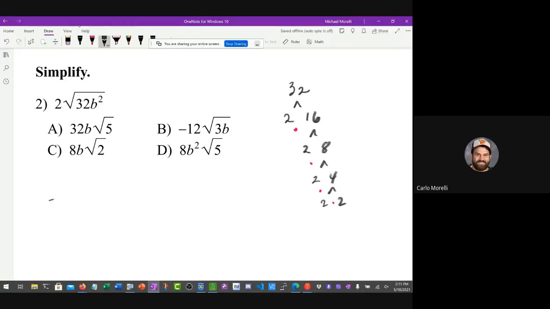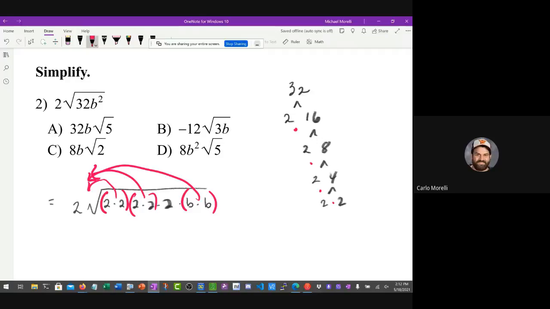So I'm going to rewrite this as 2 square root 2 times 2 times 2 times 2 times 2 times b. And then draw a big bar over there. Every group of doubles, like I got 2 sets of 2 2's and 1 set of 2 b's. Every time I do that, I can pull out a single one of those numbers. I'll show you what I mean.